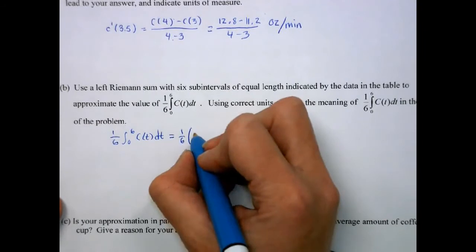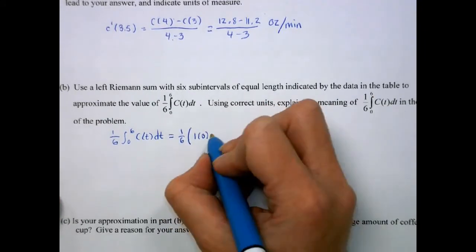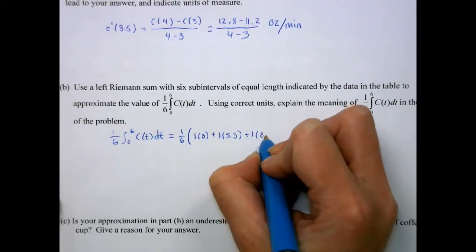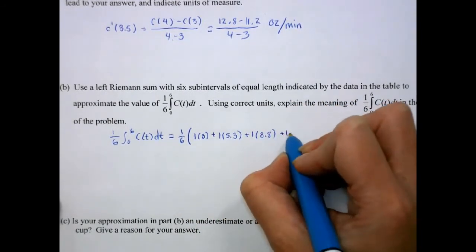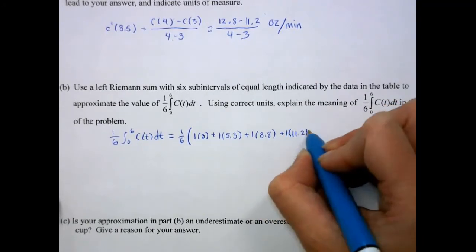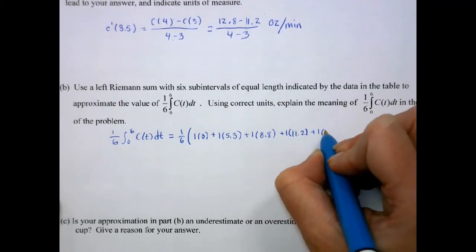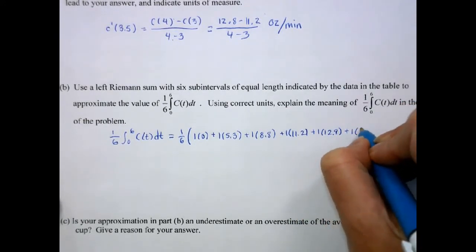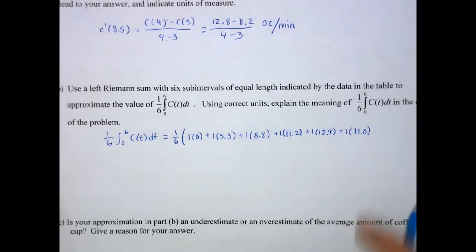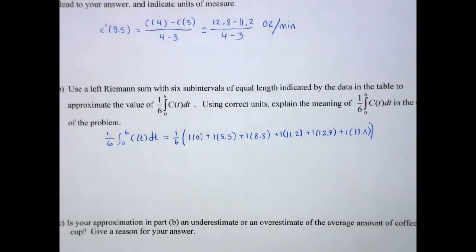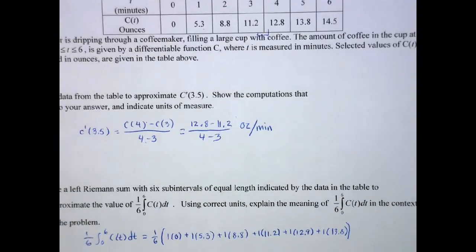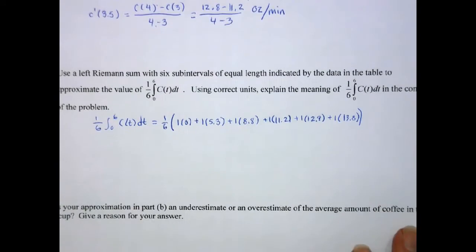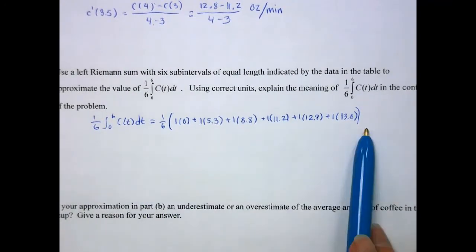So we're going to have 1 times the first left point, which is 0, 1 times 5.3, 1 times 8.8, 1 times 11.2, 1 times 12.8, and our last one is 1 times 13.8. Just keep in mind that the widths might be different, and if they are, we have to deal with that. This is a no calculator question, so don't even run the risk of getting this math wrong. Leave it just like this.